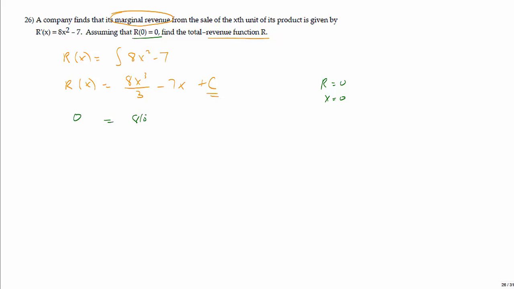So I have 8, 0 to the third over 3 minus 7 times 0 plus c. So this means that c is going to be equal to 0. Therefore, my revenue function, r of x, is equal to 8 thirds x to the third minus 7x.